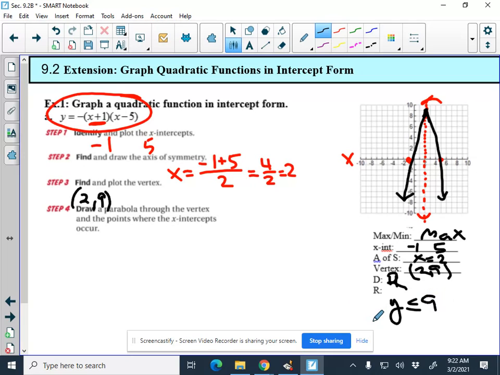Now, we just got to get used to a new form, but we see a lot of the things are the same. It opens down because it's negative. We find the axis, we put the number in, we get the vertex. You see how it's really similar to the last one? It's just another form.